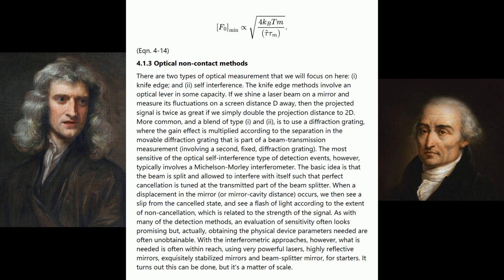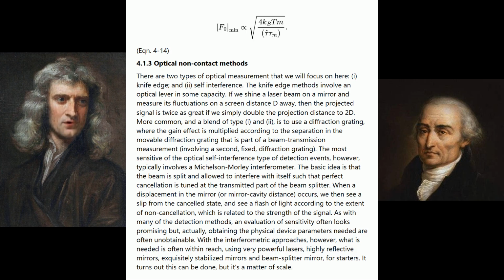More common, and a blend of type I and II, is to use a diffraction grating, where the gain effect is multiplied according to the separation in the movable diffraction grating that is part of a beam transmission measurement, involving a second, fixed, diffraction grating. The most sensitive of the optical self-interference type of detection events, however, typically involves a Michelson-Morley interferometer. The basic idea is that the beam is split and allowed to interfere with itself such that perfect cancellation is tuned at the transmitted part of the beam splitter.